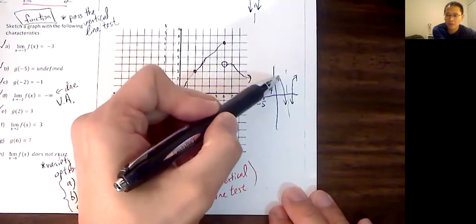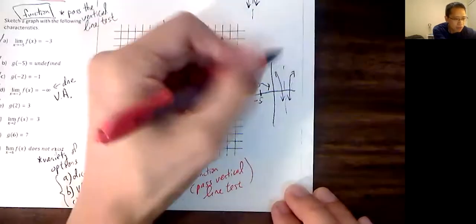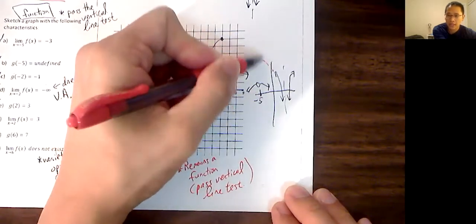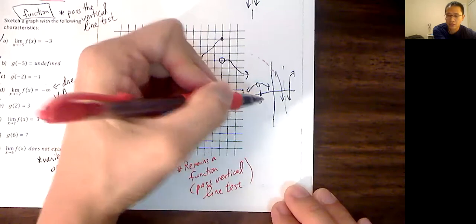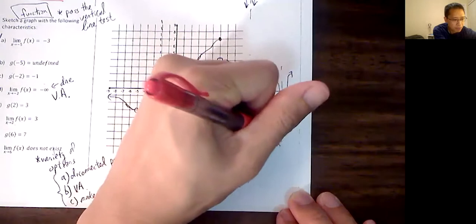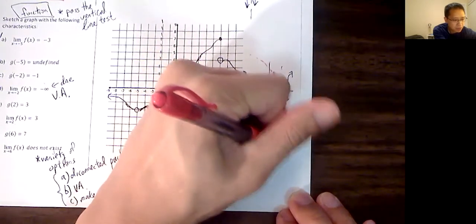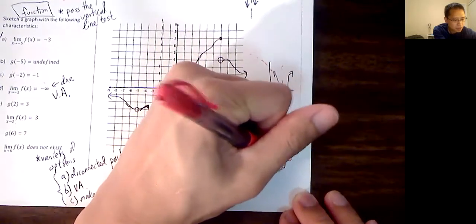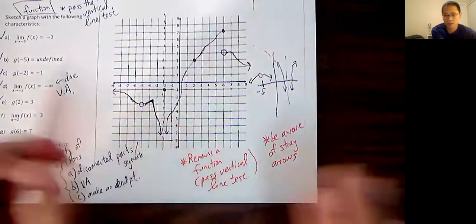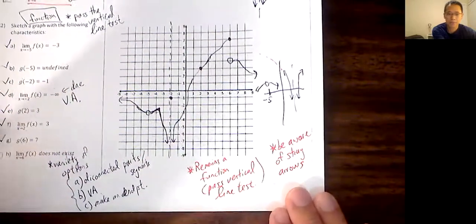Or I'm going to follow the path of this arrow, and I see that this arrow is going to move in this direction, and it's eventually going to cause an issue with not passing the vertical line test. So just be aware of stray arrows on your graph, because that can lead to me interpreting it as a graph that doesn't pass the vertical line test and therefore not a function. Okay.